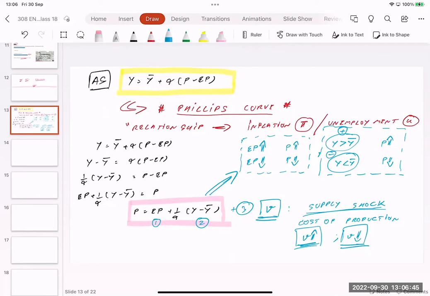If V goes down, it means that the cost of production becomes lower, then the price of the product becomes lower, decreasing, okay? So after we add the third factor, V, as a supply shock into the equation, in the end we're going to have the new equation like this. We're going to have P equal to EP plus 1 over alpha, Y minus Y bar, plus V, okay? So this is what we want. This is the full price equation, okay?